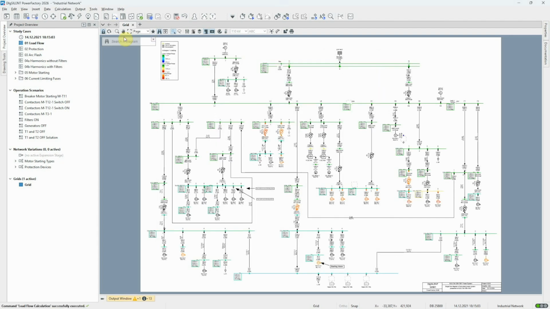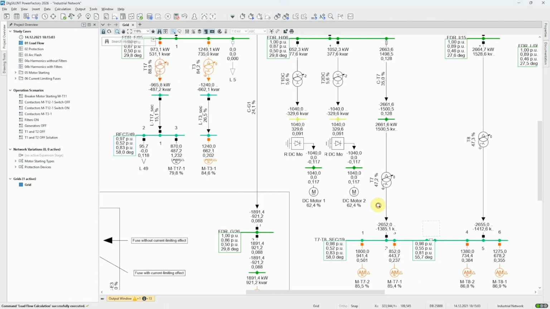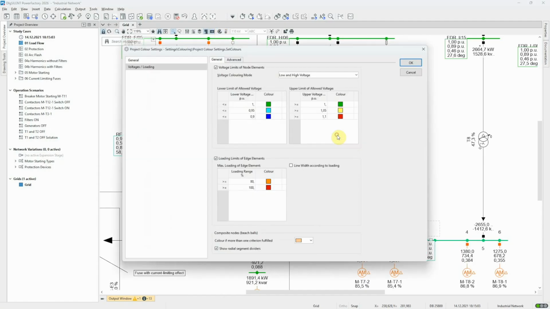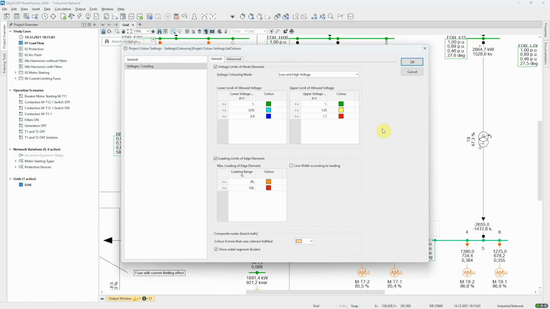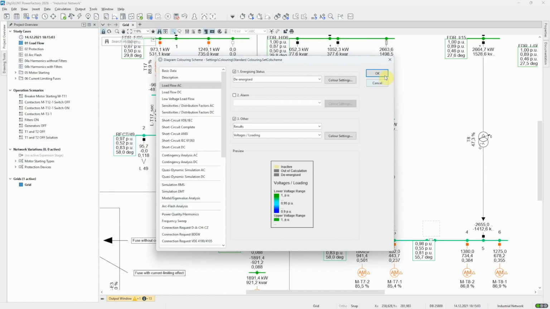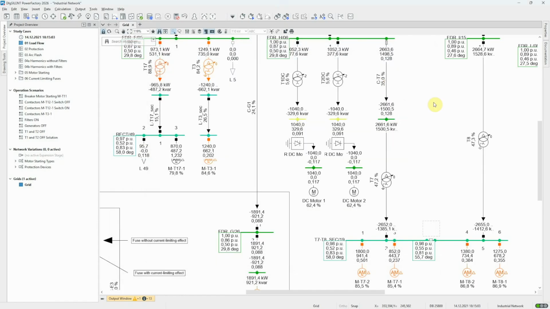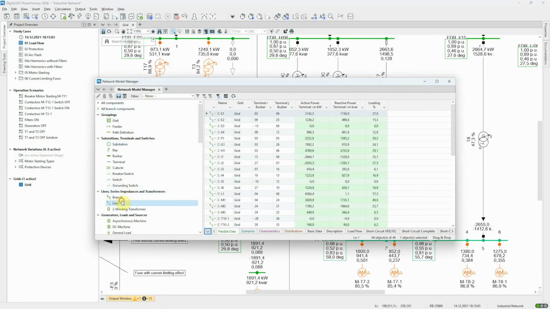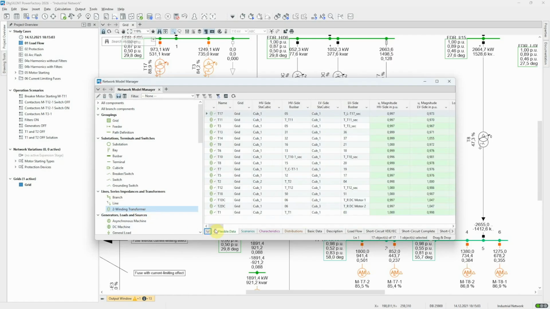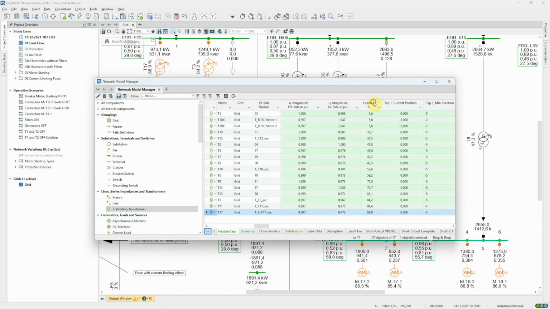The results can be seen on the single-line diagram, which has been colored to indicate low and high voltage and loading. Let's look in the Network Model Manager. Looking at the lines and sorting by loading, we can see that none of the lines is overloaded. Similarly, all the transformers are within their loading limits.